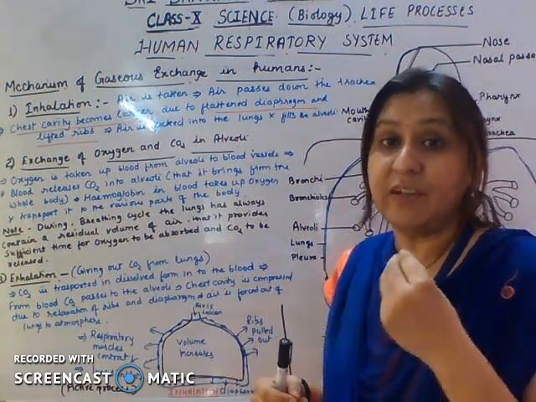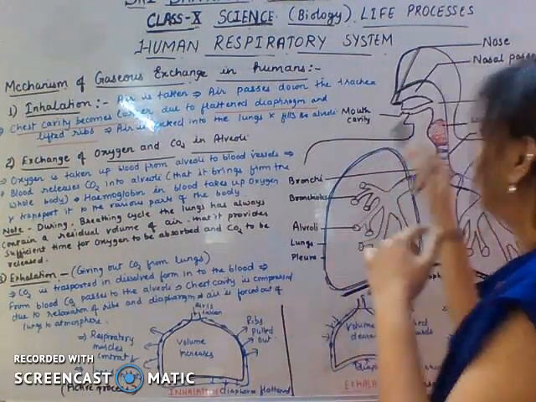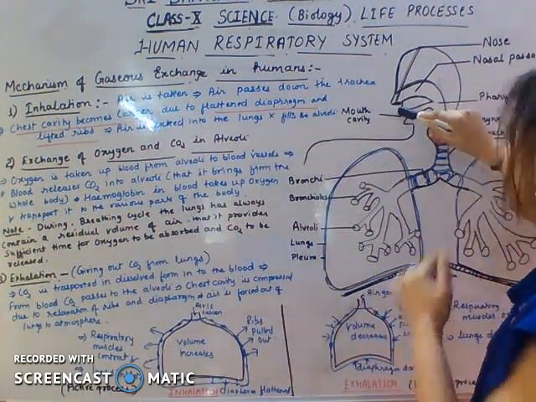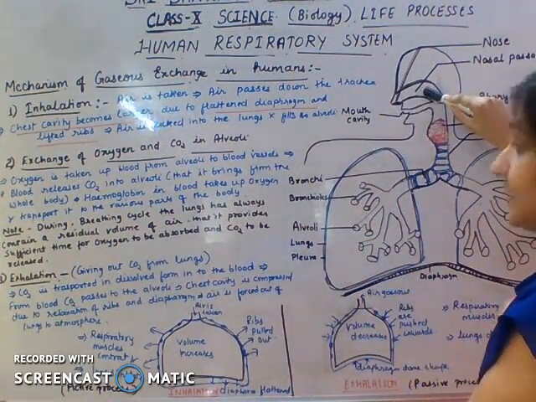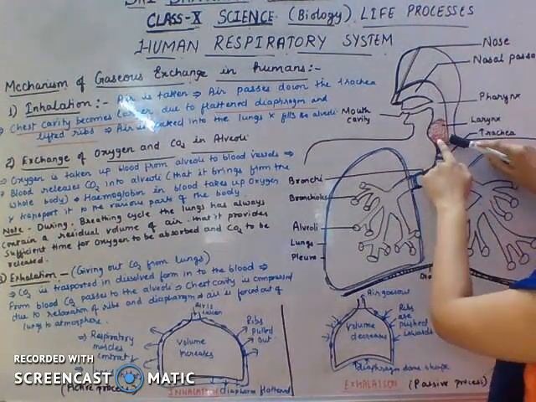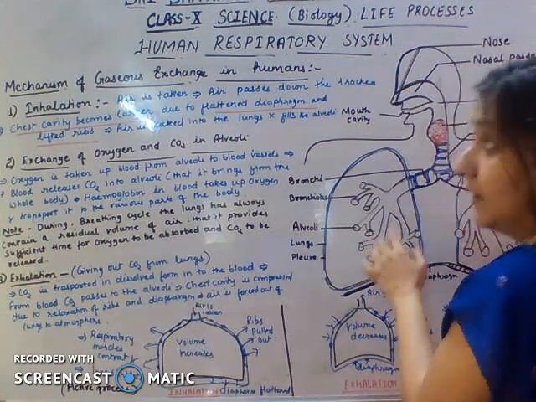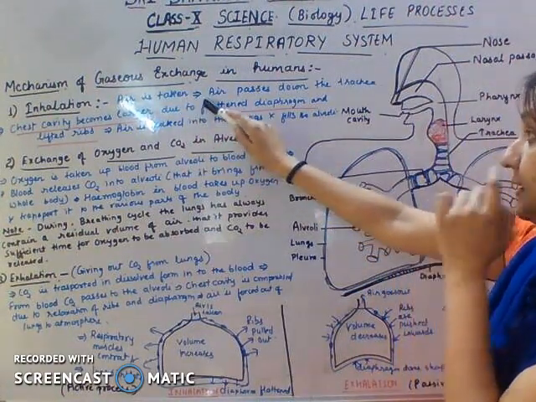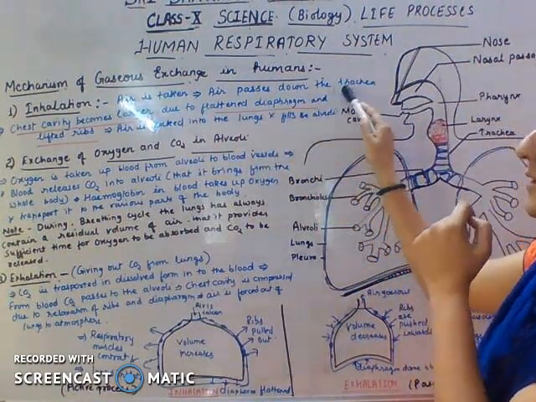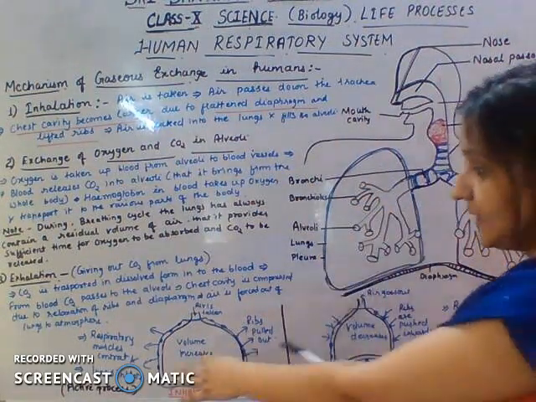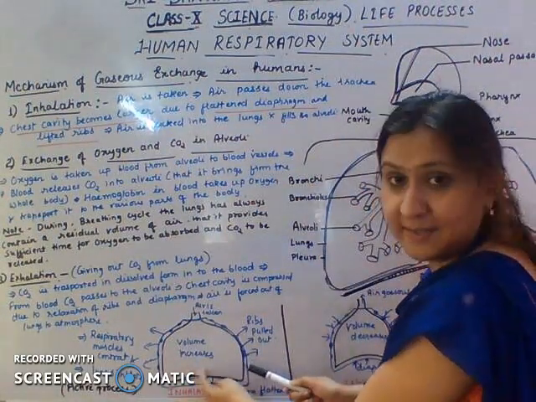First is inspiration, when we are taking air inside. We take air in from the nostrils, it goes to the nasal passage and then to the trachea. After this, what happens when it reaches the lungs? Inhalation: air is taken in and passes down the trachea. Now, see this diagram, suppose this is the lungs.